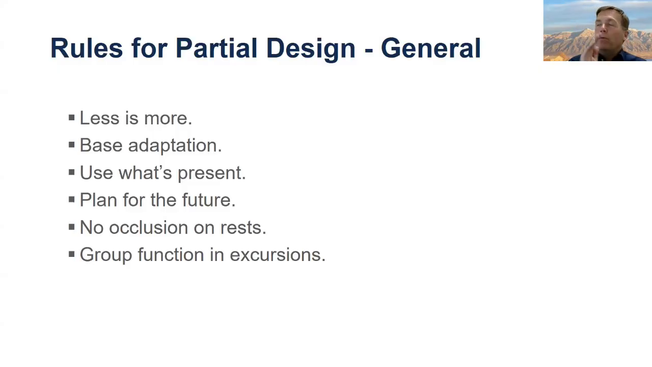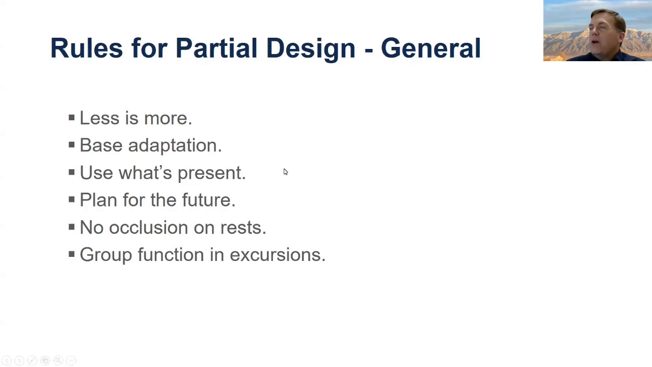A lot of times what we'll do with that is we'll do a metal frame partial, and then we'll do a lingual plate, even if we don't necessarily need it, because it gives us a surface that we can weld some lugs to and add teeth. So kind of be thinking about what teeth are likely to be lost, and is there a way to incorporate them into our existing partial. We don't want to put occlusion on the rests.